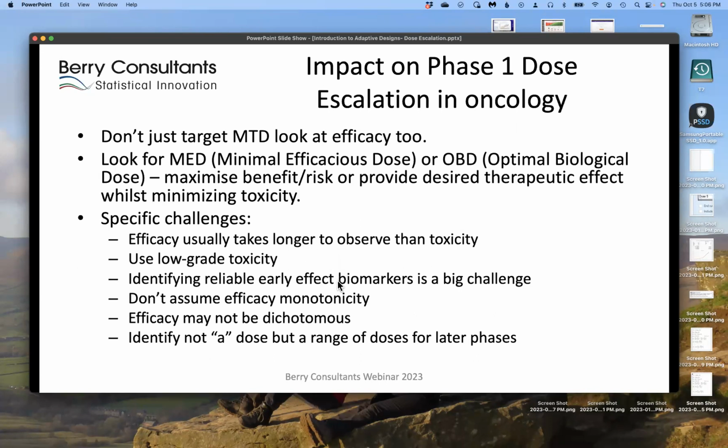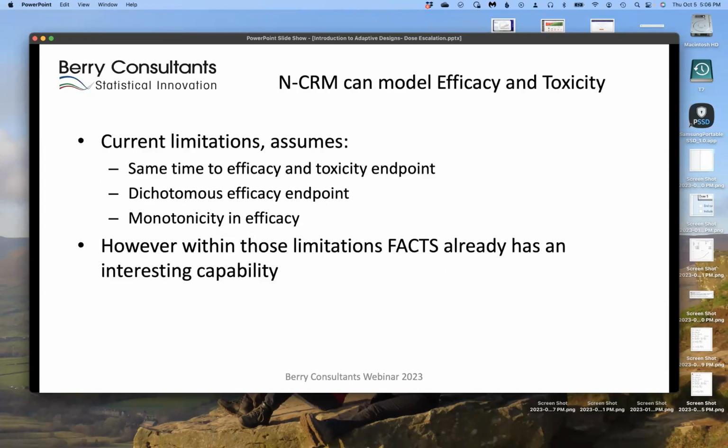Obviously, to get around this first problem, people want early efficacy biomarkers, but the FDA aren't convinced that there's many good ones around. And they also say, and this will be a problem, that we shouldn't assume efficacy is monotonic. Also, the efficacy endpoint may not be dichotomous. And maybe what you should be doing is not picking a dose, but identifying a range of doses to make further dose selection in phase 2 or phase 3.